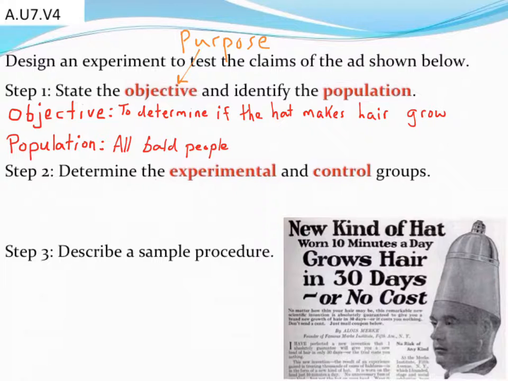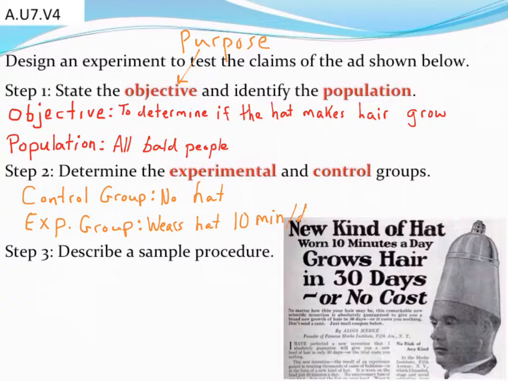Alright, in step 2, we want to describe our experimental and control groups. And again, you've probably heard these words in your science class before. So our control group is going to be the group that does not get the treatment, in this case does not wear the hat, and the experimental group will. And so, again, to stick with the claims of this ad, I'm going to make sure my experimental group wears the hat for 10 minutes a day for 30 days, because that's what the ad is claiming. So there's going to be my two groups, no hat for the control group and hat for the experimental group.